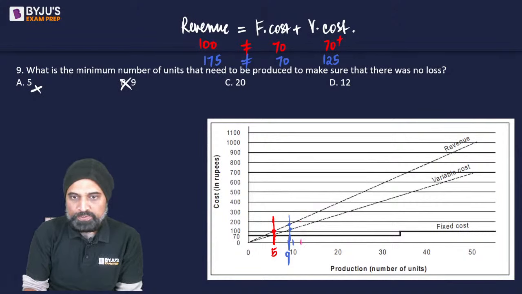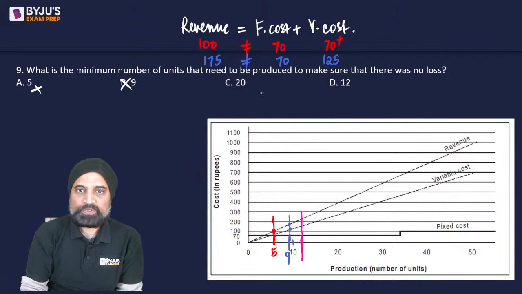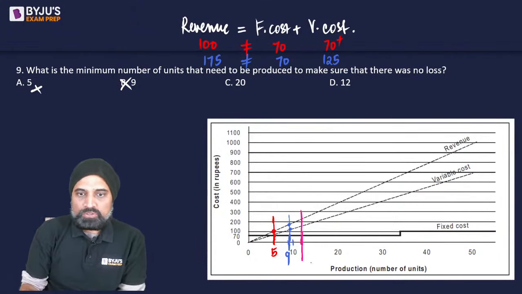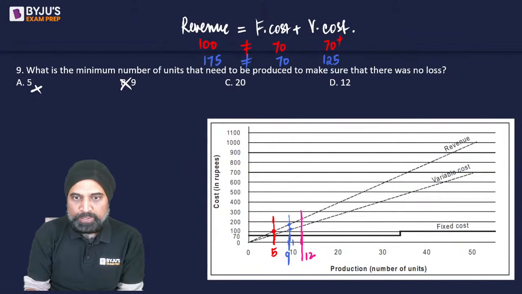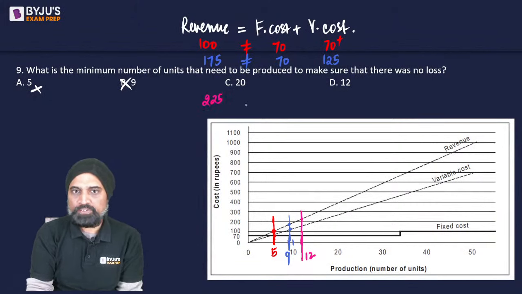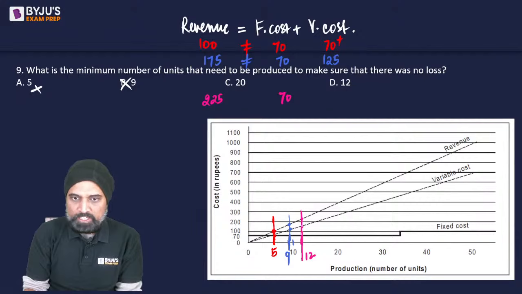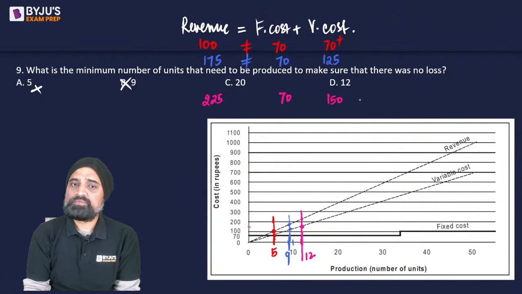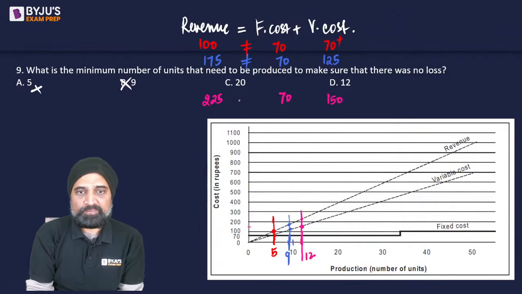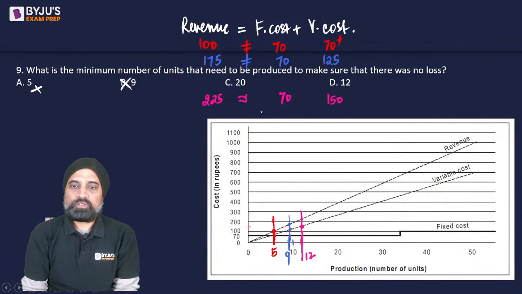This is 12, so I will draw a line. Right? So this is 12. Revenue looks like between 200 and 250. So let's say this is 225. What is fixed cost? Fixed cost is 70. And what is variable cost? Can we say variable cost is somewhere in between 100 and 200, so 150? So if we add them, they are close.